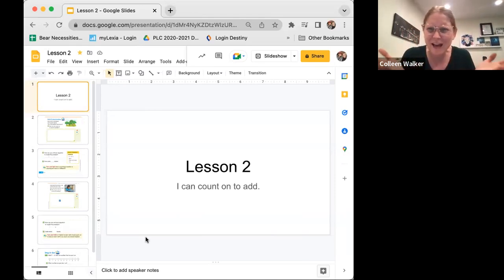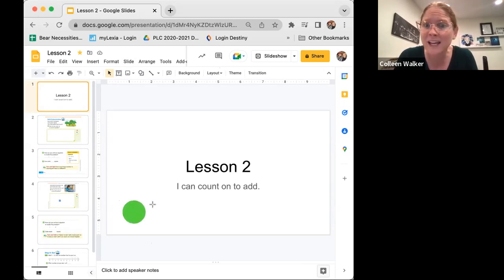But what does counting on to add mean? Well, we already know that adding is when we're joining groups together or numbers together, and we're trying to find the total. So we know that's what adding is. But what about counting on? Let me just show you a quick example before we jump into the lesson. So let me go ahead and get some tools out to draw.